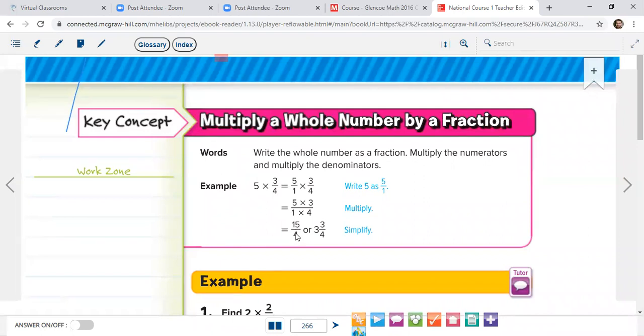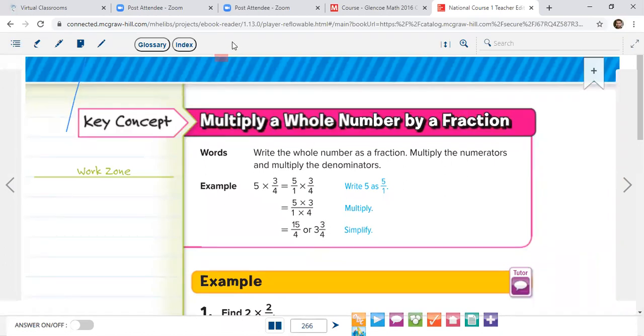So 15 over 4 is called an improper fraction, because the numerator is bigger than the denominator. So we can transform it into a mixed number. How can we transform this one into a mixed number? You have two methods. Whether you do it mentally, you ask yourself, 15 contains how many fours? Yes, it contains 3 with remainder 3 over 4.